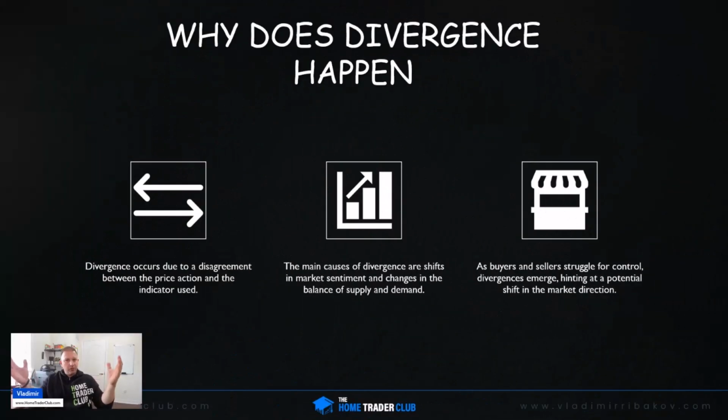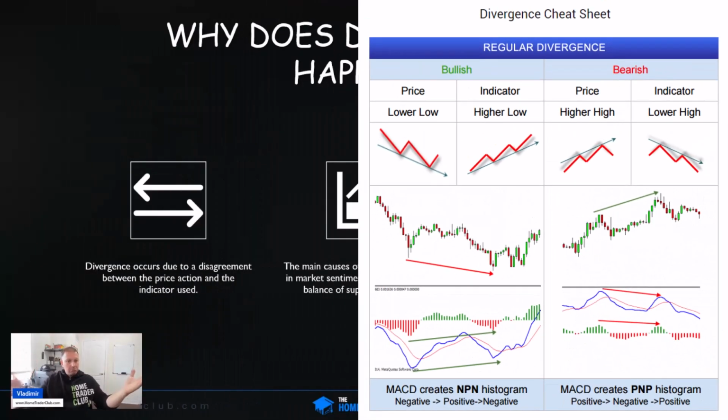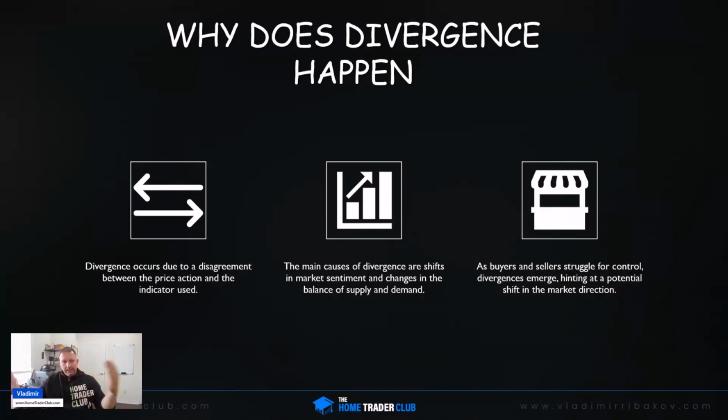So why does divergence happen? Where does it come from? Divergence occurs due to disagreement between the price action and the indicators used.